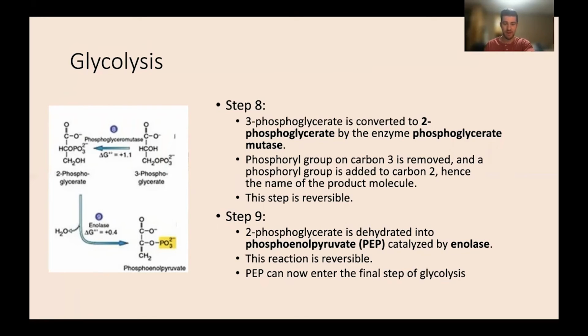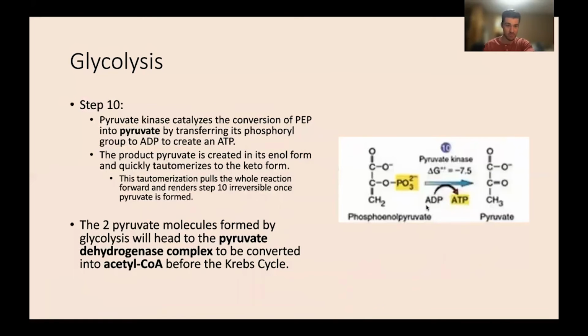So step 9, right after, 2-phosphoglycerate is dehydrated into phosphoenol pyruvate, and it's catalyzed by an enzyme called enolase, which is also a reversible reaction, but PEP can now enter the final step of glycolysis. So we finally have that PEP, phosphoenol pyruvate, which is a pretty important molecule because we can get over to step 10. And in step 10, pyruvate kinase catalyzes the conversion of PEP into pyruvate by transferring its phosphoryl group to ADP to create ATP.